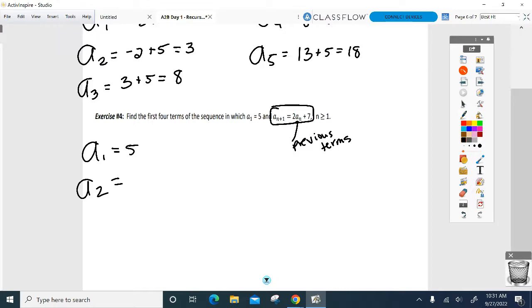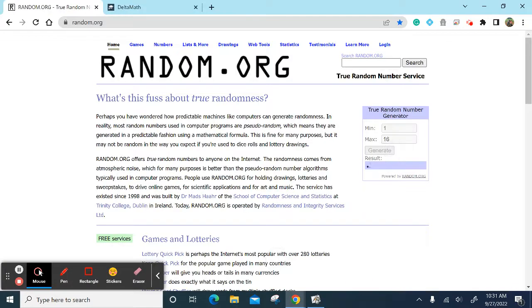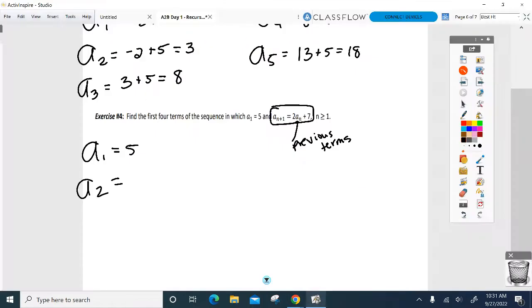All right, always going to be using the previous term. So how do I find the second term here? Go through that formula with me. 2 times what? 2 times 5, the previous term, and then you got to do a little extra here. Keep reading the formula. 2 times the previous, and then do what? Add 7 to it. That's what I got to do every time. Take the previous times 2, add 7.